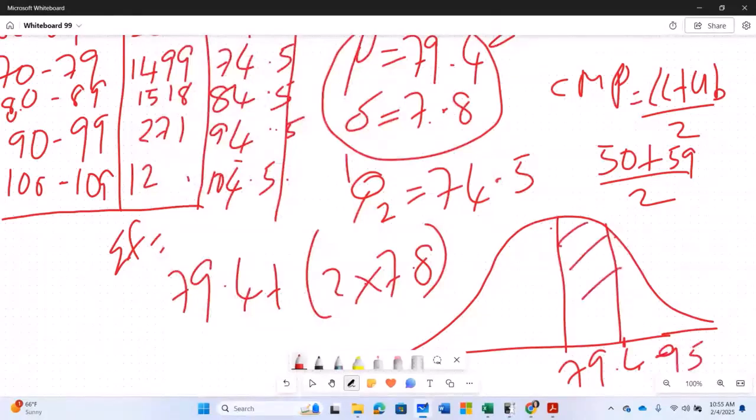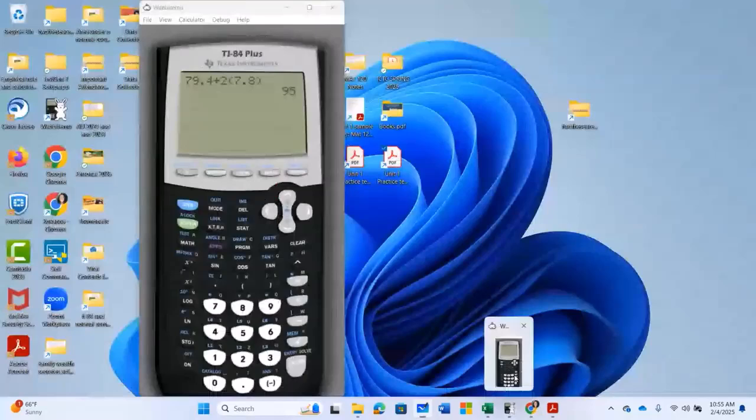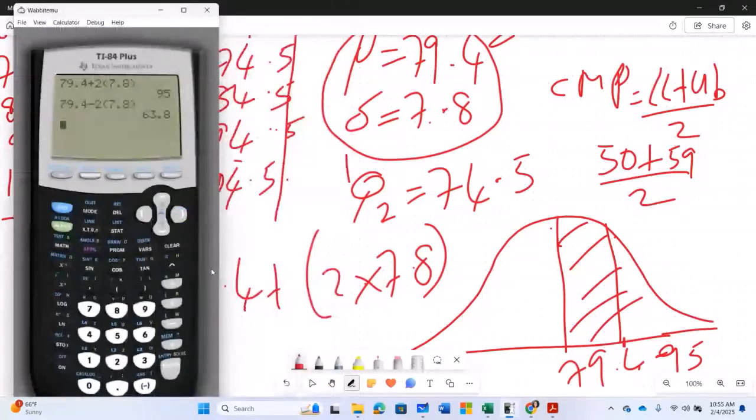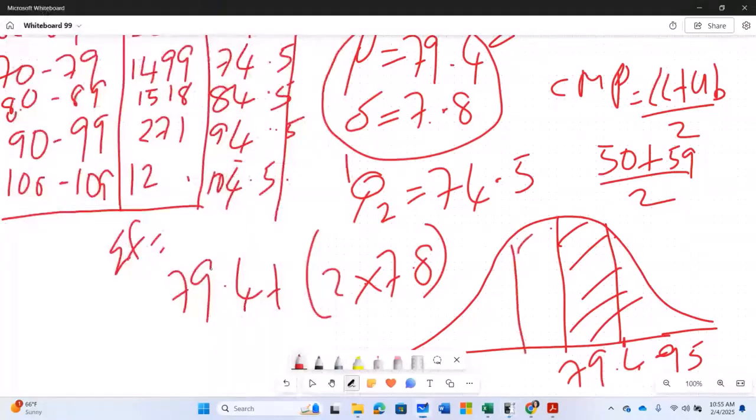Then I want the number 2 standard deviations below the mean. So I have my calculator again, and instead of adding here, I'll subtract. So I do negative, and if I hit enter, it's 63.8. Therefore, the number 2 standard deviations below the mean is 63.8.